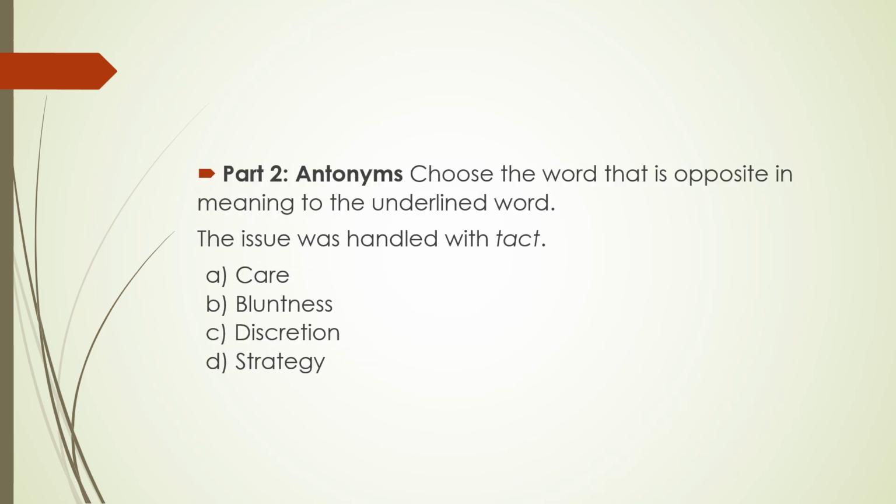In the second section, we are looking at antonyms. Antonyms are opposite words. So choose the word that is opposite in meaning to the underlined word. The issue was handled with tact. Tact is the word we're looking for the opposite of. Your options are given. According to you, choose which is the opposite of tact. The answer is bluntness. The opposite of tact is bluntness.